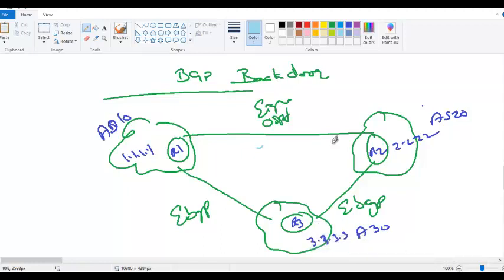Right, let's continue. See, we are focusing on backdoor. I have underlined that EIGRP or OSPF is running. It's not EBGP. Question to you is, what will be the path taken by R1 to reach the 2.2.2.2 network?